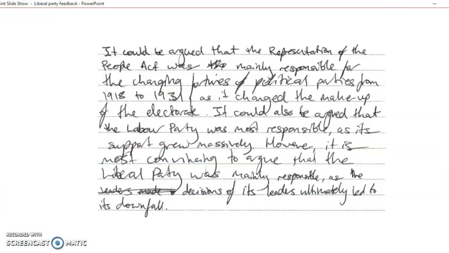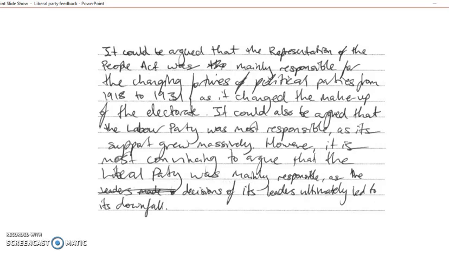So here we've got an introduction to this question. Just note it's not particularly long, but it does tick all the boxes of what we need to see in a good introduction. So it could be argued that the Representation of the People Act was mainly responsible, so we've got some judgment there, for the changing fortunes of political parties from 1918 to 1931, as it changed the makeup of the electorate. So it's talking about impact.